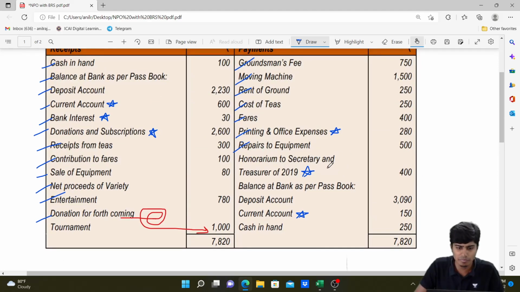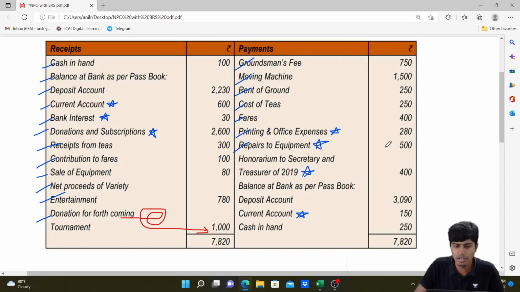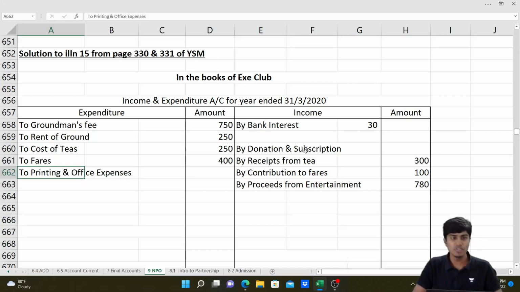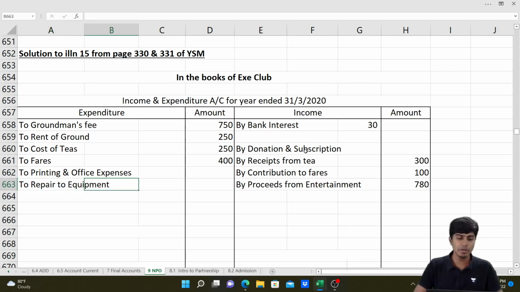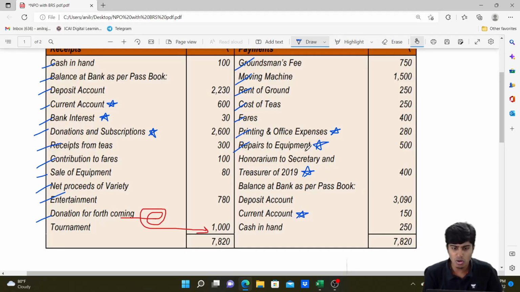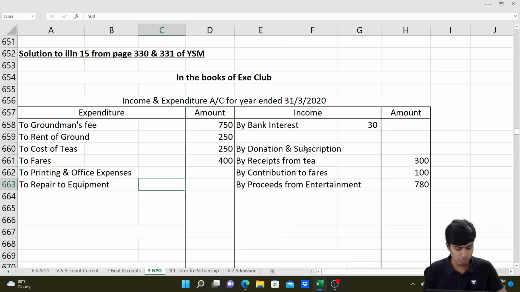We'll write it in the inner column because I just remembered that it is there. I forgot to write. Sorry. So we have to write printing and office expenses. We don't know the amount. When we figure it out, let's write it when we close that ledger. Right now, let's write repairs to equipment. This also has adjustment. There is that outstanding checks what needs to be adjusted. Let us do that. For now, I'll write the amount in the inner column, which is 500 rupees.